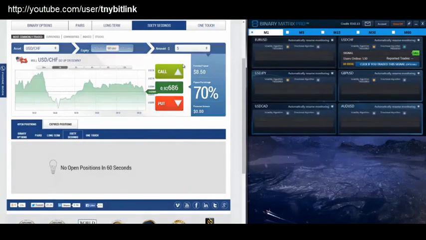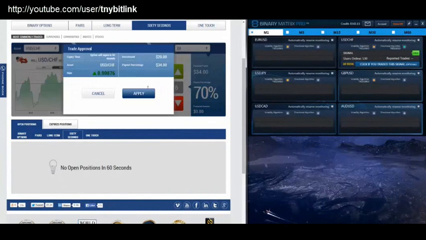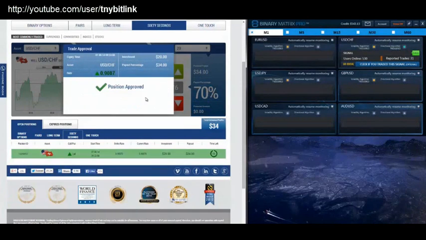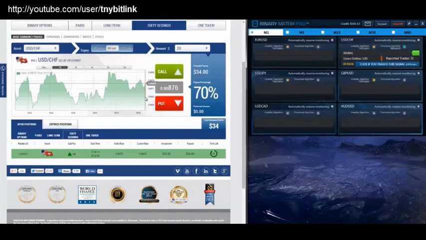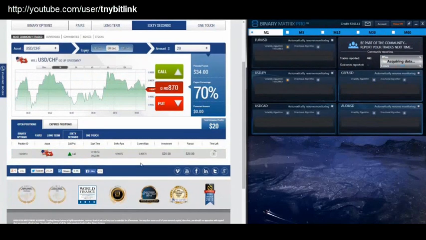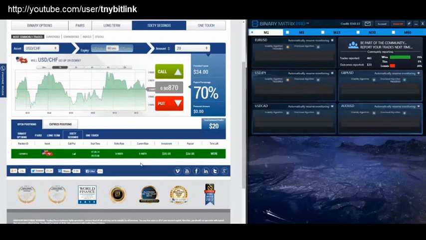All right, we've got a Swissy call signal. And it is approved. Last few seconds of our call signal on the Swissy. Price pretty close to the strike rate right now, so it's going to be difficult to see what happens with this one, but in fact it is a winner.